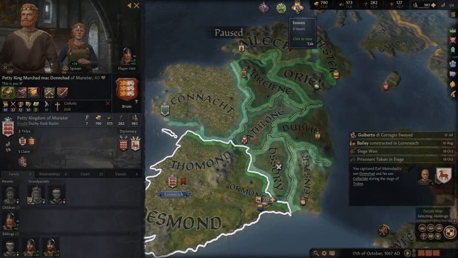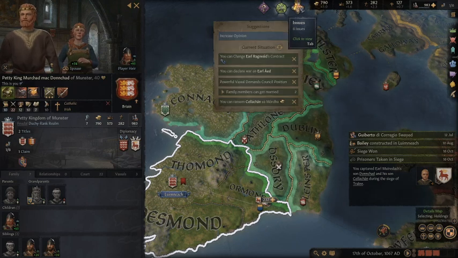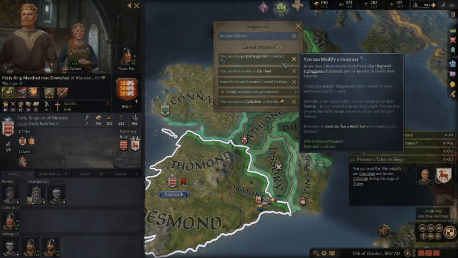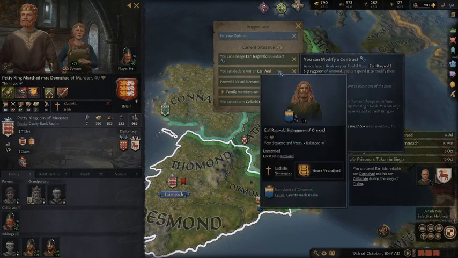So we have 6 issues. Now you can change Earl Ragnvald's contract. As you have a hook on your feudal vassal, Earl Ragnvald Sigtryggsson of Ormond, then you can spend it to modify their contract.